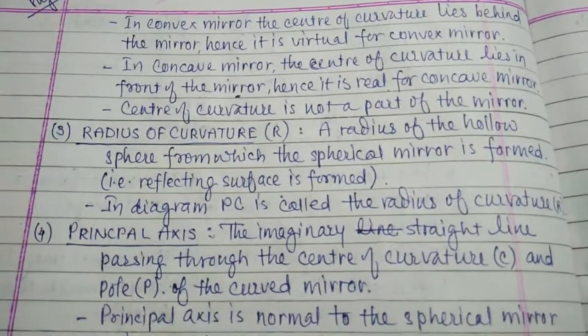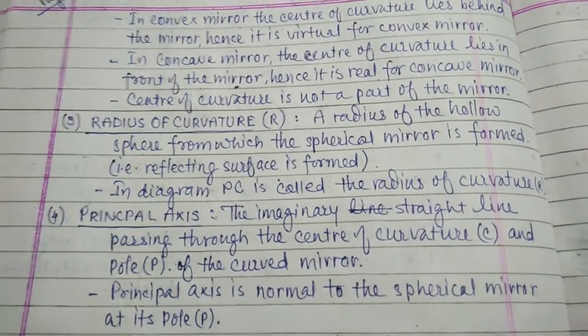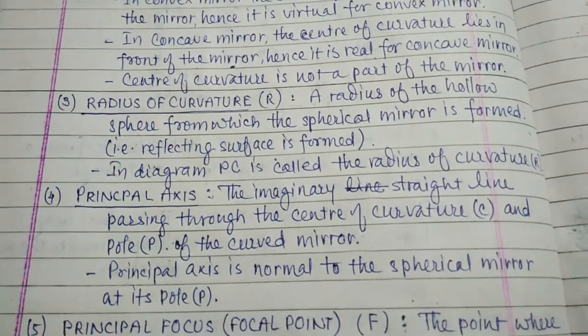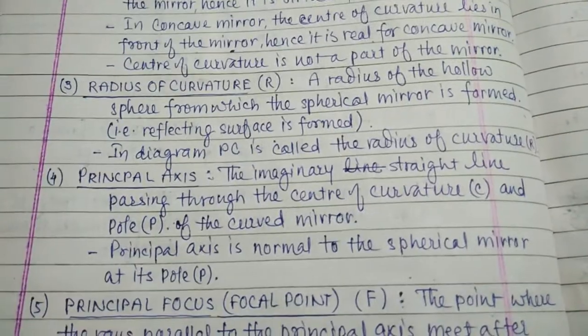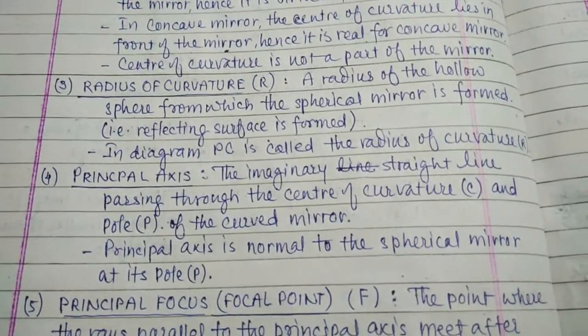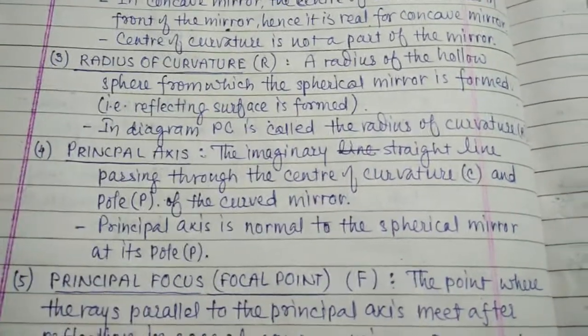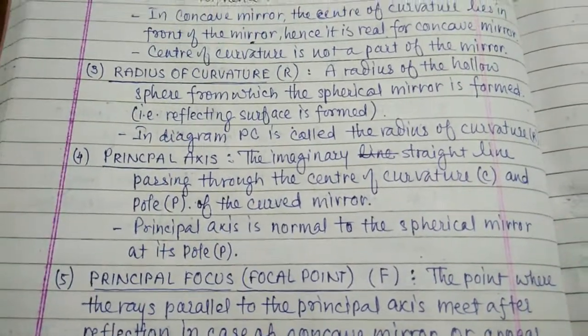Center of curvature is not a part of the mirror because it is outside the mirror, so it is not a part of a mirror. Now radius of curvature R: the radius of a hollow sphere from which the spherical mirror is formed, it means the reflecting surface is formed.